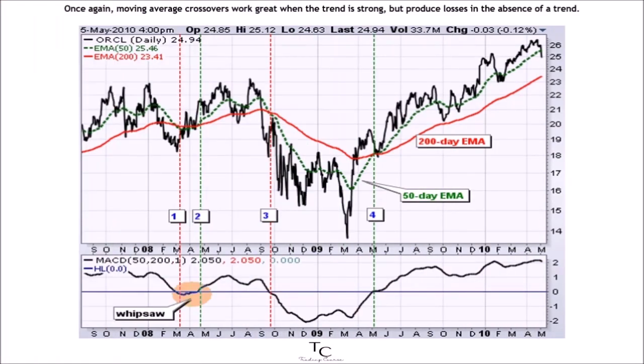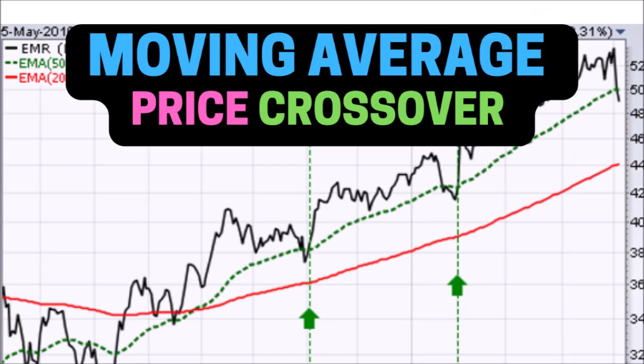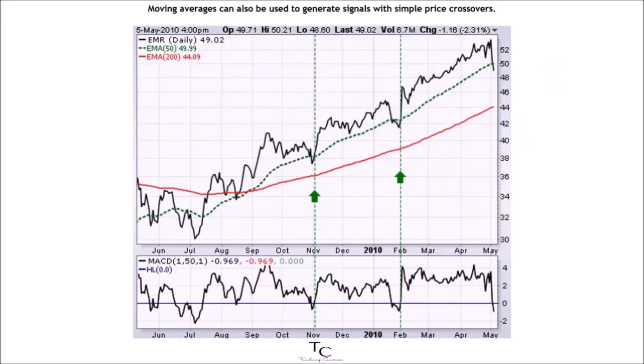Once again, moving average crossovers work great when the trend is strong, but produce losses in the absence of a trend. Moving averages can also be used to generate signals with simple price crossovers. A bullish signal is generated when prices move above the moving average. A bearish signal is generated when prices move below the moving average.